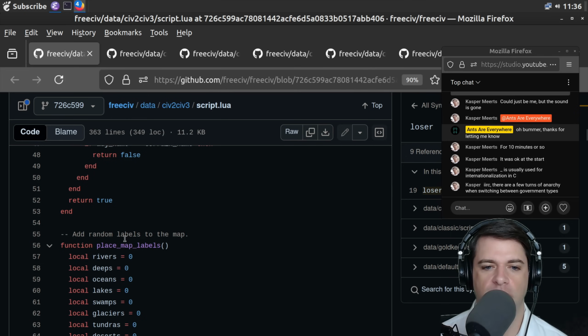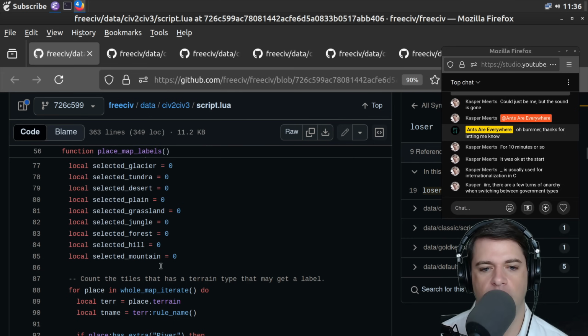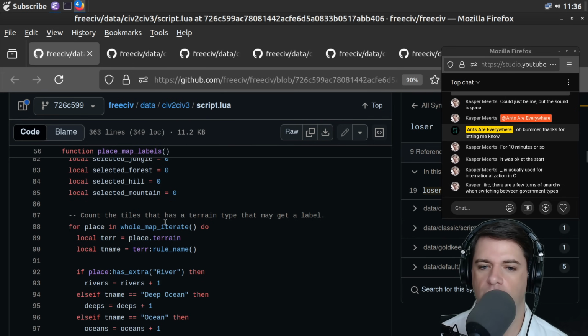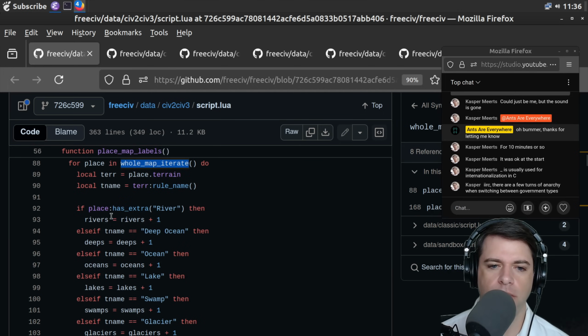Place map tiles. Add random labels to the map. We've got rivers, deeps, glaciers, etc., etc., etc. Count the tiles that has a terrain type that may get a label. So, okay, we're going to iterate, I guess, over the whole map. And they get the terrain and the terrain rule name. And if the place has extra river, then rivers is equal to rivers plus 1.